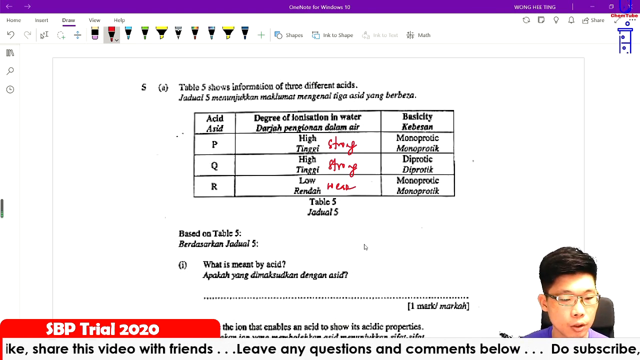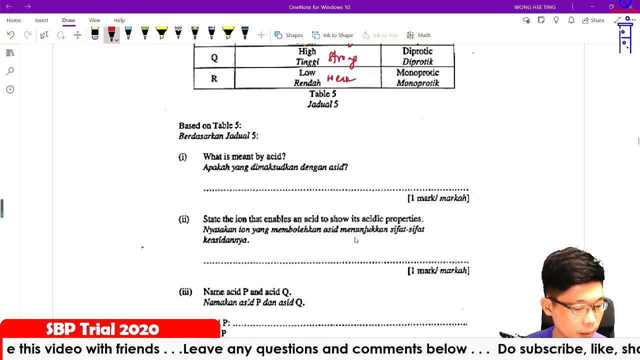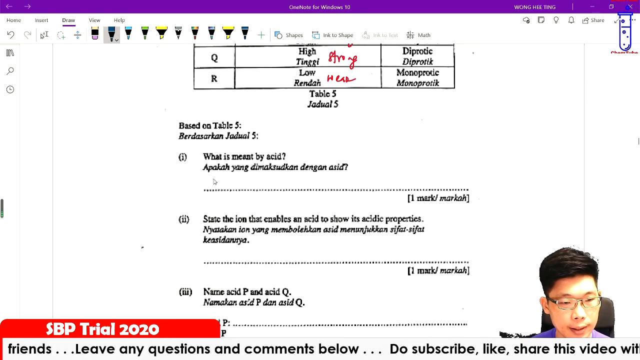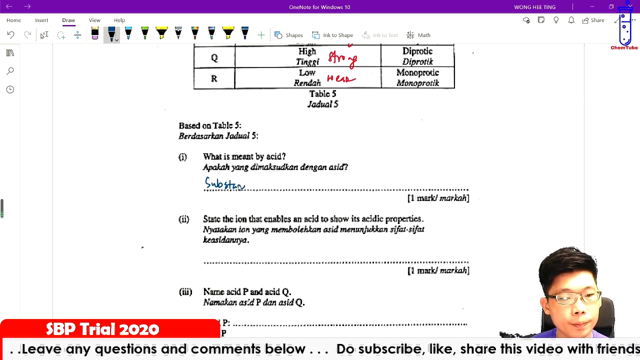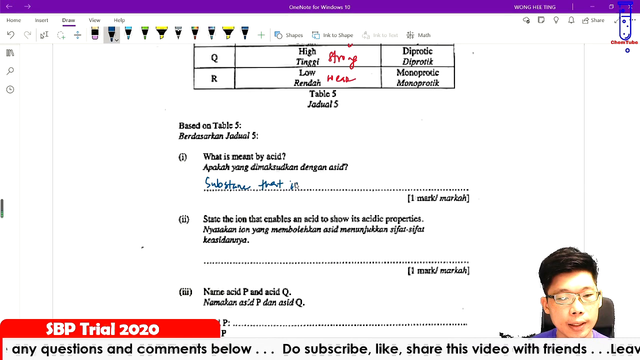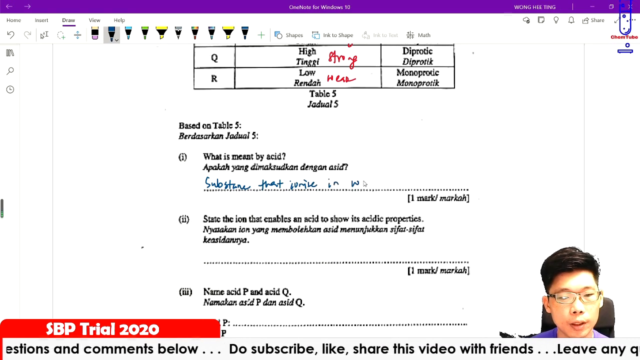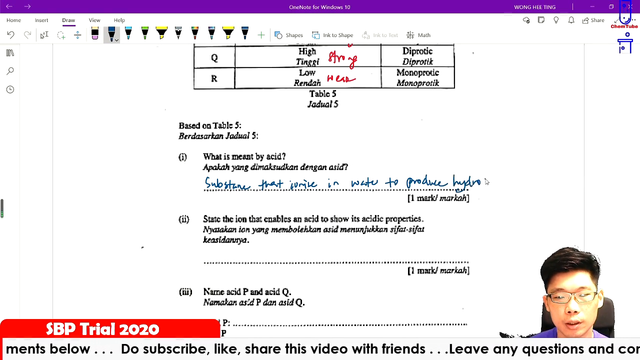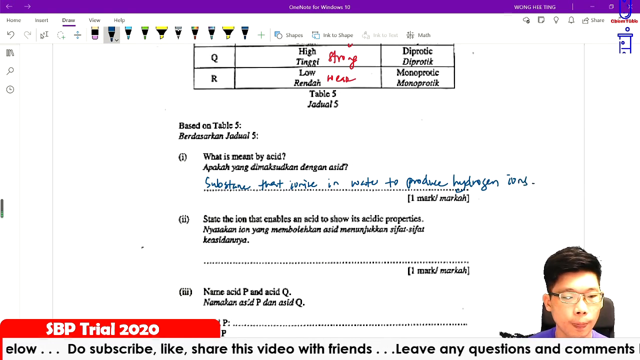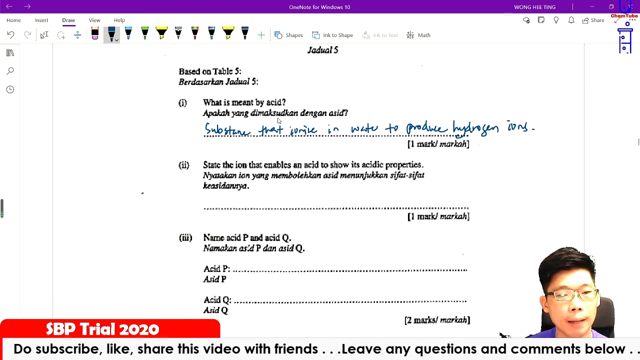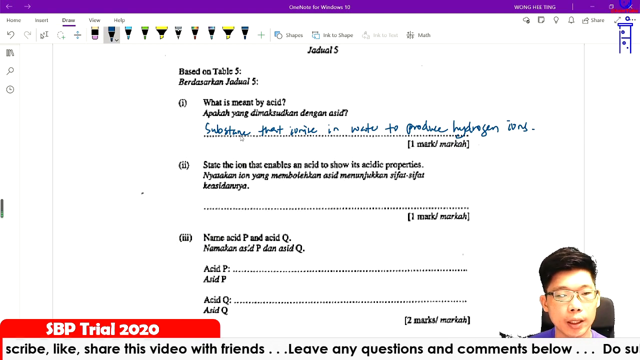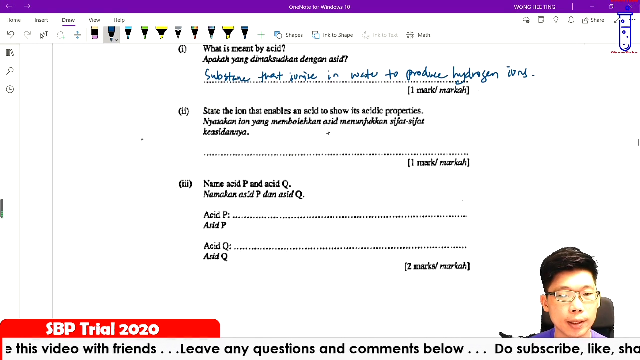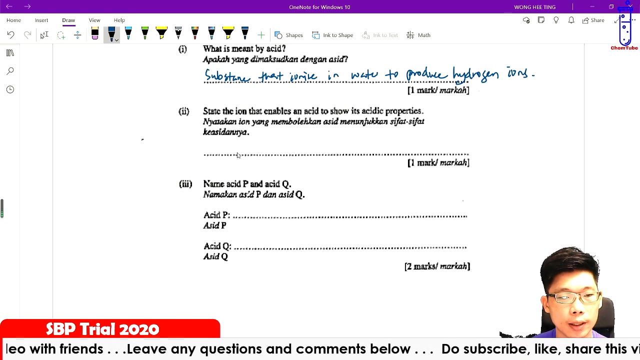So number 1. What is meant by acid? Acid is a substance that ionizes in water to produce hydrogen ions. If it is a base or alkali, it will ionize in water to produce hydroxide ions. Okay, state the ion that enables it to show the acidic properties. So it's hydrogen ions.